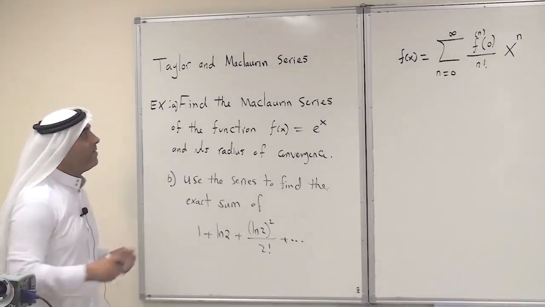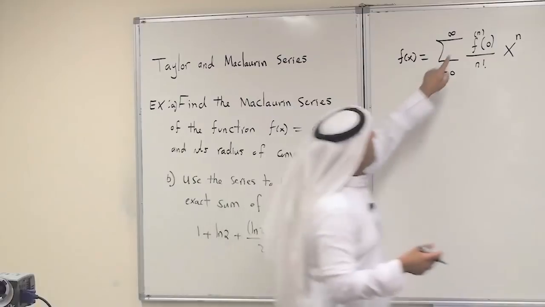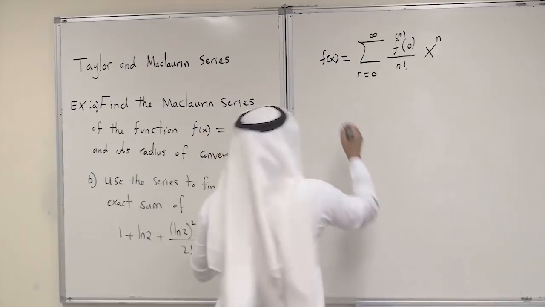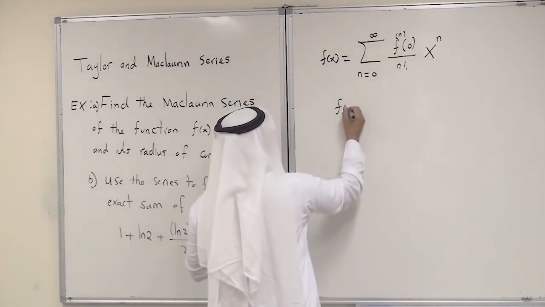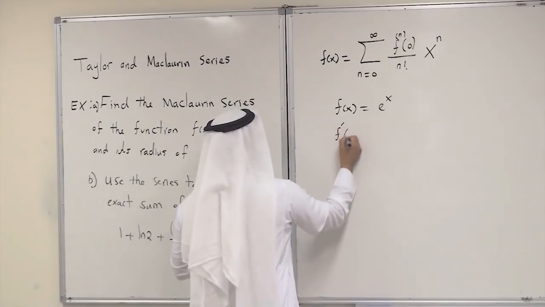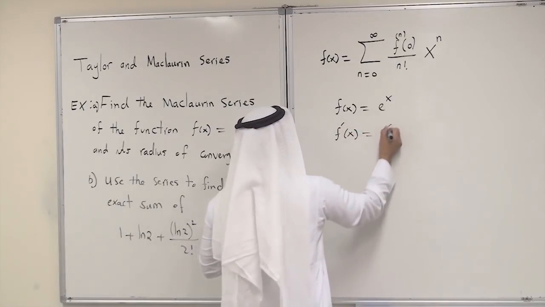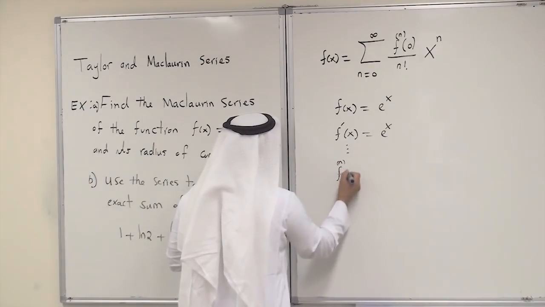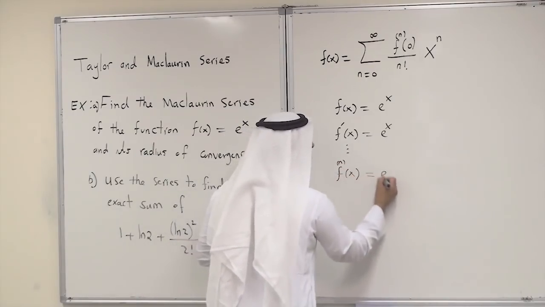So what is the challenge now? The challenge is to just calculate the nth derivative at 0. So how to find the nth derivative of the function? We start with the function itself, f of x, which is e to the x, and observe that differentiating the exponential function will give the same function. So all the way, we need to move up to the nth derivative of the function. For the exponential function, it will be e to the x.